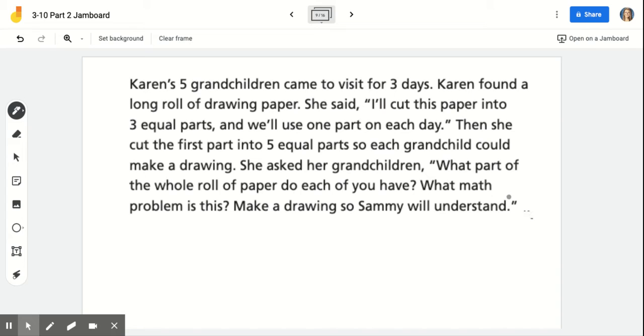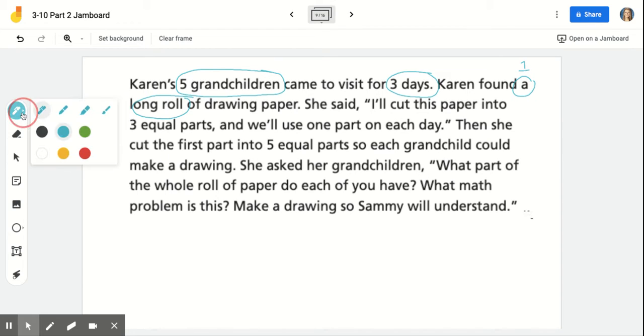All right, so backtracking, let's mark this up together. I see that my key numbers within this problem are 5 grandchildren, and they're visiting their grandma Karen for 3 days. Karen found a roll of long paper for drawing. She's going to cut this paper into 3 equal parts, and each part is used for each day and divided equally among all 5 grandchildren. So I see that we're working with a long roll of paper. I'm going to circle that too. I know I'm working with just one roll, so above the word a, I'm going to write in 1. And again, hopefully you're just following along with me.